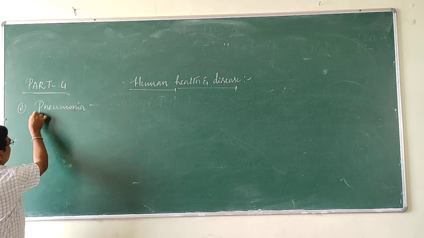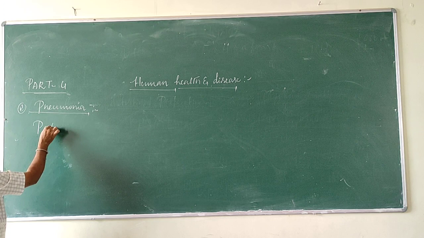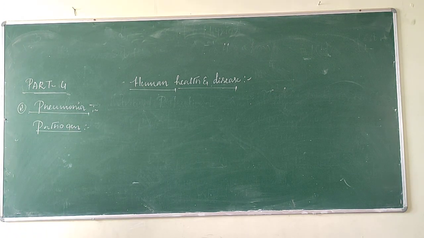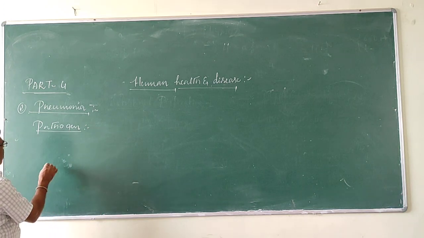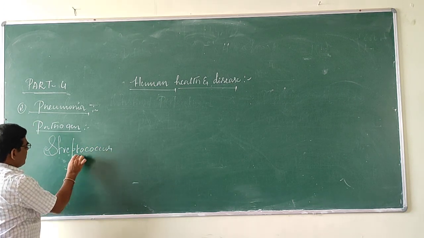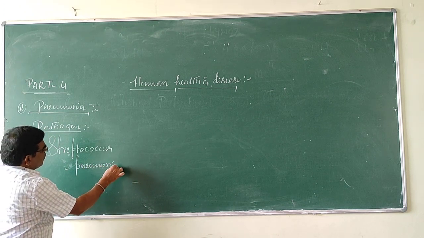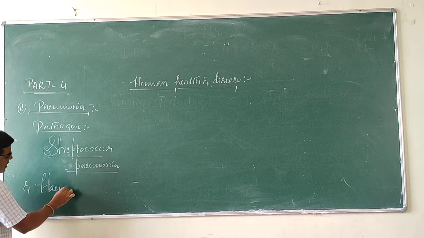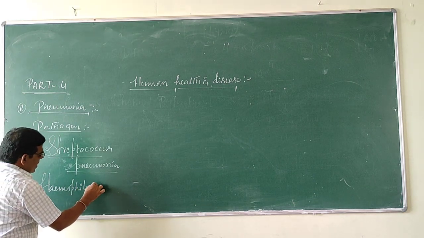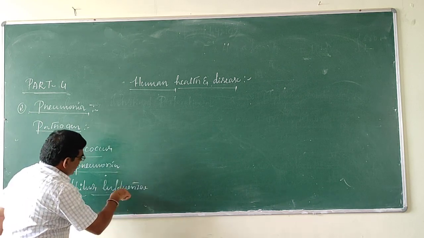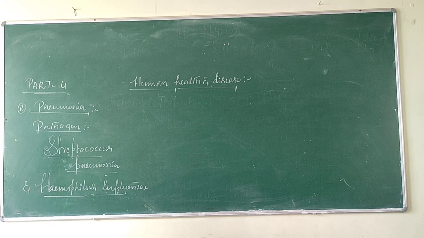Second one is pneumonia. Pathogen: we know pathogen means the organism which causes disease. The pathogen which causes pneumonia is called Streptococcus pneumoniae, and Haemophilus influenzae. Pneumonia is caused by a pathogen called Streptococcus pneumoniae or Haemophilus influenzae.